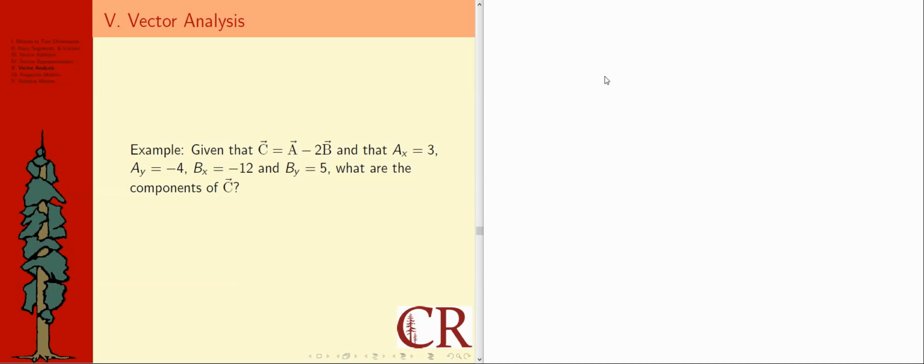Given that c vector is equal to a vector minus 2 times b vector, and that the components are given by a sub x equals 3, a sub y equals minus 4, b sub x equals minus 12, and b sub y equals 5, what are the components of c?